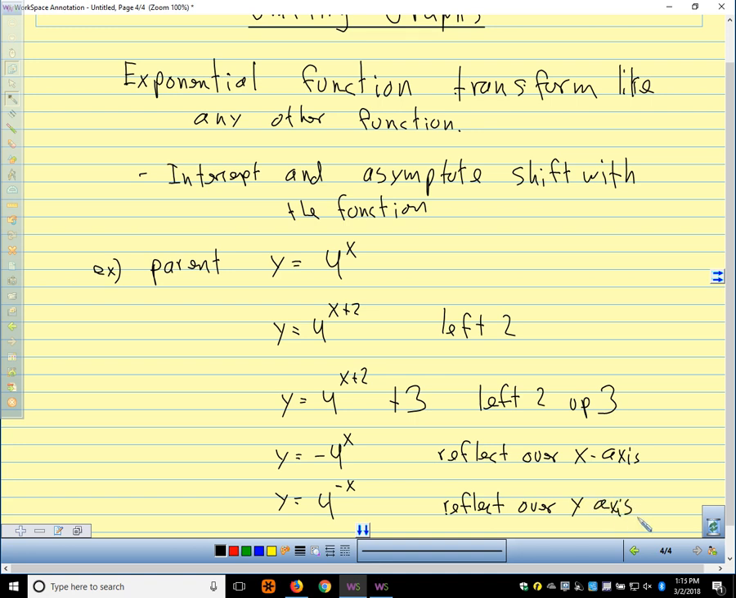And so our intercept and our asymptote aren't going to change, because that doesn't change when we reflect over the y, but our function is going to be reversed, essentially. So all these rules that we're familiar with apply to exponential functions as well.